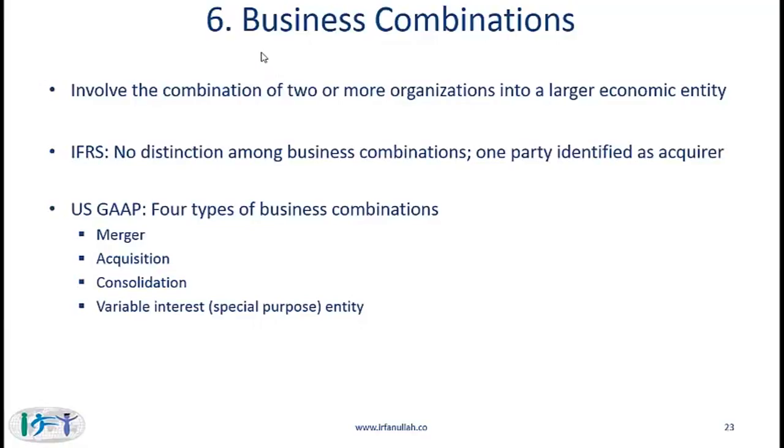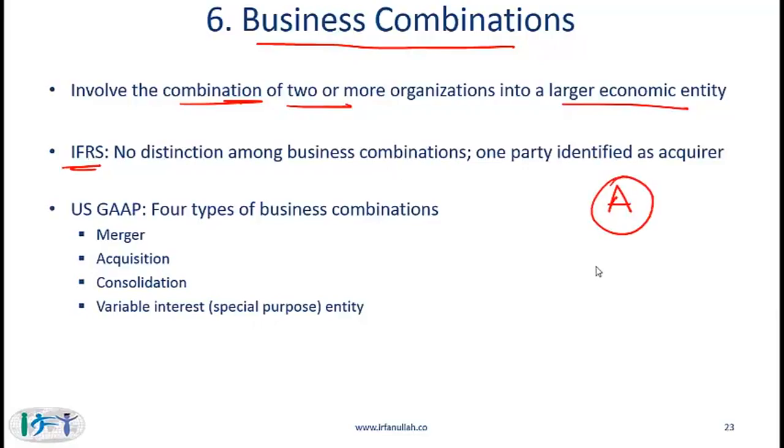We now come to the last and the largest section in this reading, which is business combinations. Business combinations involve the combination of two or more organizations into a larger economic entity. Under IFRS, there is no distinction among business combinations. We essentially have one company which is classified as the acquirer and the other company is the target. Under US GAAP, we have four types of business combinations: merger, acquisition, consolidation, and variable interest entity.